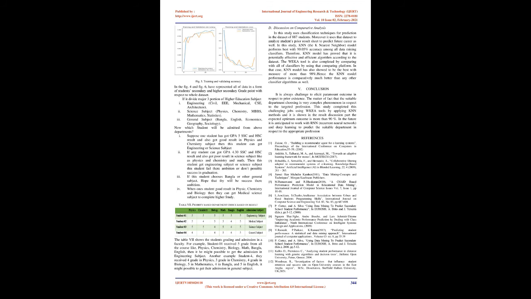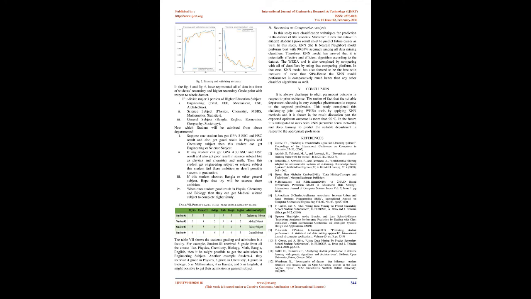When one student has good results in physics, chemistry, and biology, then they can get medical science subjects to complete higher study. Table 7 shows the students' grading and admission in a faculty. For example, Student 01 received grade 5 in all the courses like physics, chemistry, biology, math, Bangla, and English, so he might possibly get admission in an engineering subject. Another example, Student 4 received 4 in physics, 3 in chemistry, 4 in biology, 5 in mathematics, 4 in Bangla, and 5 in English. It might be possible for them to get admission in a general subject.